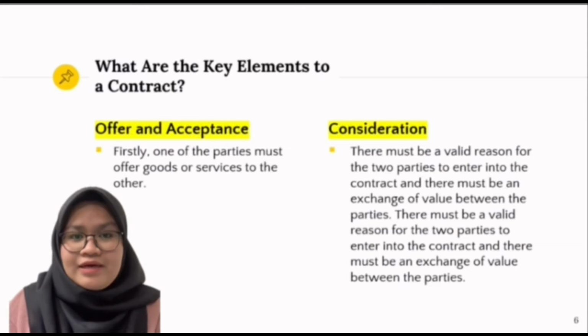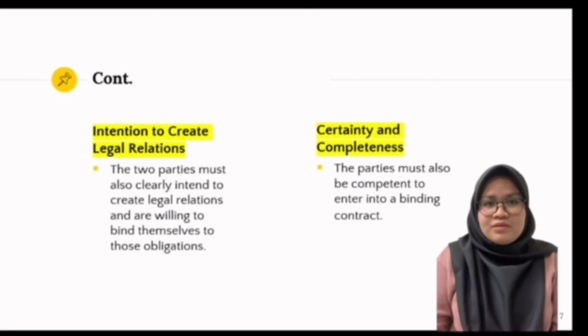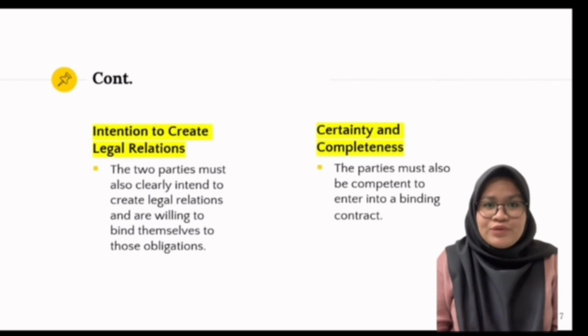The second key, consideration. There must be a valid reason for the two parties to enter into the contract, and there must be an exchange of value between the parties. The third key could be intention to create legal relations. The two parties must also clearly intend to create legal relations and be willing to bind themselves to those obligations.